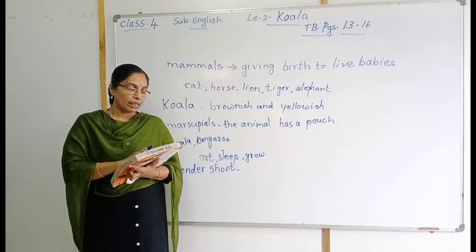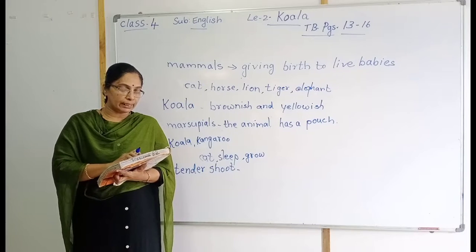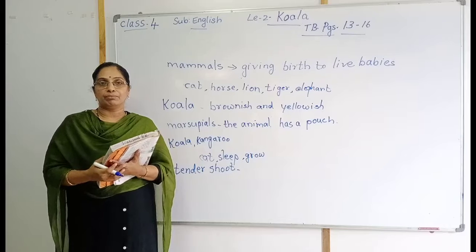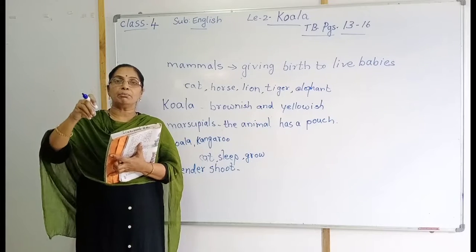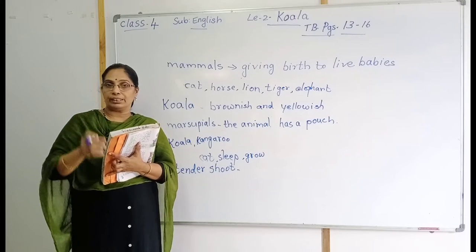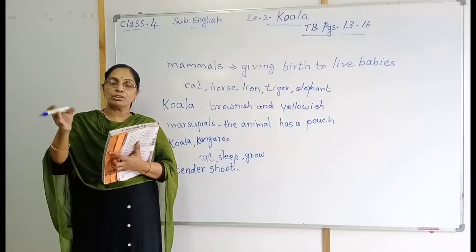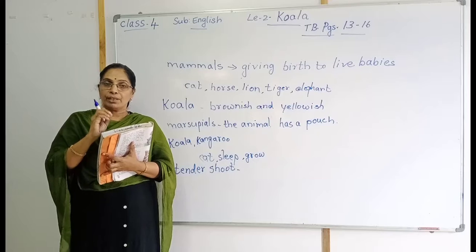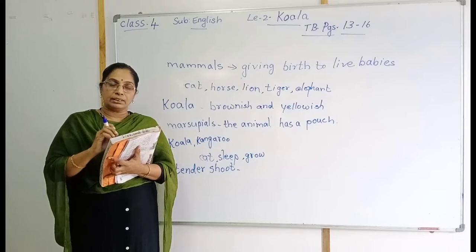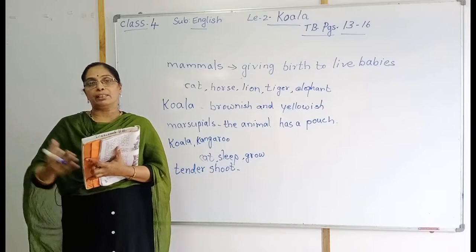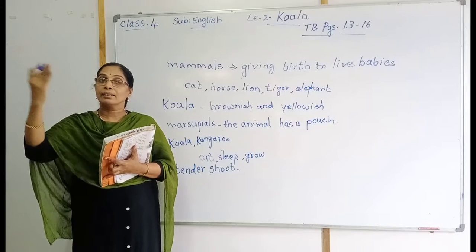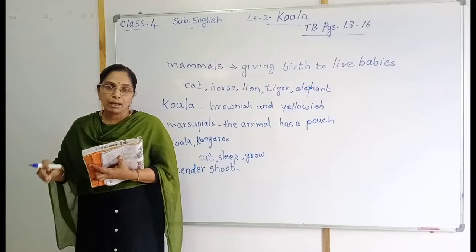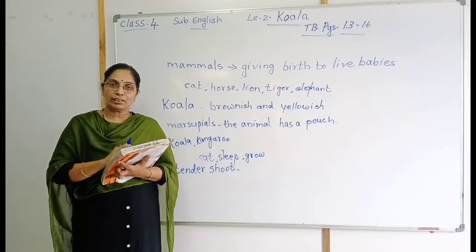Then a koala comes down to the ground only when it has to move to a new tree. Always this animal is sitting on a tree and eating the leaves of the eucalyptus tree. Whenever the koala needs to climb another tree, then only does it come down. Okay, children.